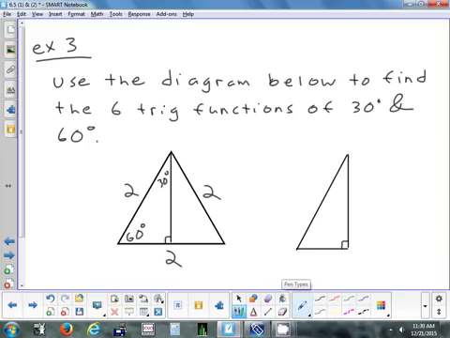What's the length of this bottom side? 1. Because I said this is a segment bisector, so if the whole side is 2, that side is just 1. That's 2. And what's the height of that triangle? Square root of 3. Right. So now we can go through and find our 6 trig functions of 30 and 60. And what's nice is we can use the same triangle for both. Just change your reference point.